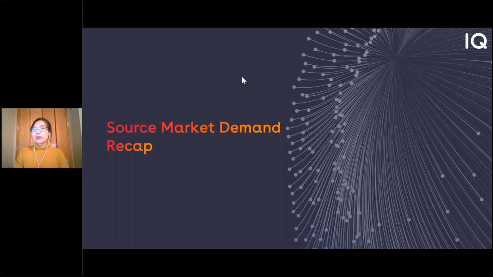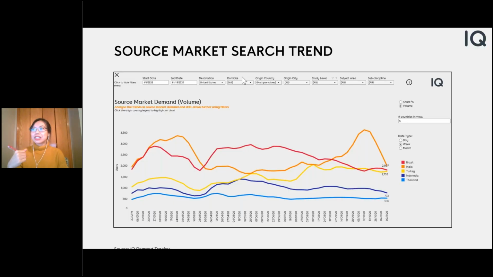Last time we were talking about the source market search trend. What I'm seeing here is the top 5 countries of origin that are searching to the US: Brazil, India, Turkey, Indonesia, and Thailand. However, one thing we didn't get to do last week is choose the study level. Like most of us know, a lot of countries, for example India, are driven by postgrad. So the overall trend that you see for India may not reflect anything for undergrad because it gets outweighed by the postgrad. That's why the call today is really important, so that we can focus on the study level that fits with your institution, since everyone has different goals and recruitment strategies.